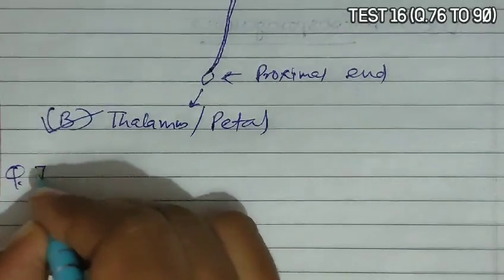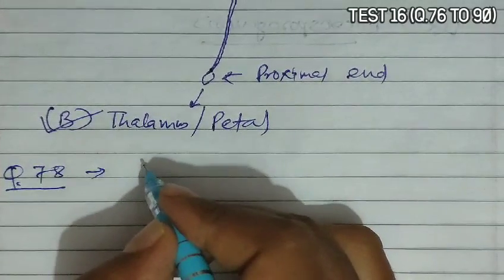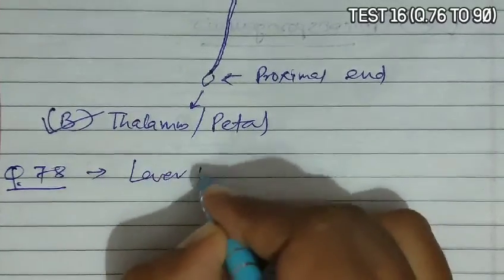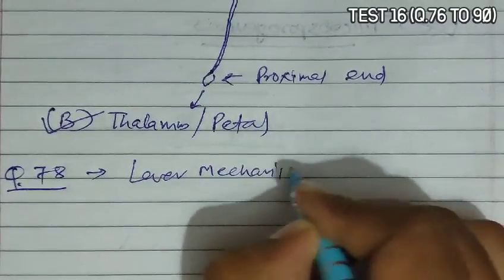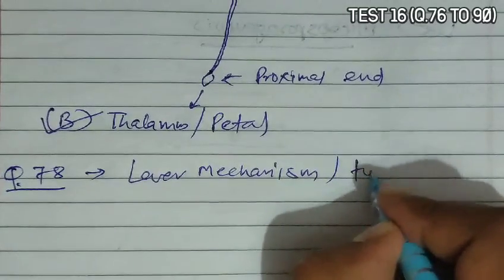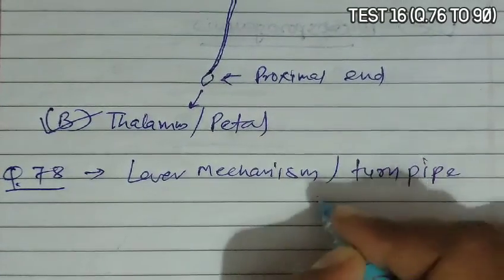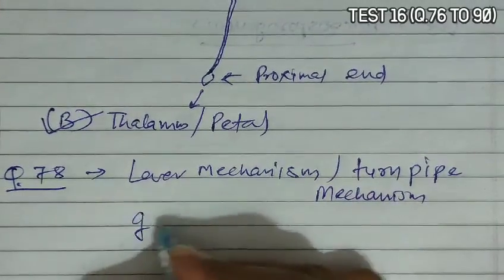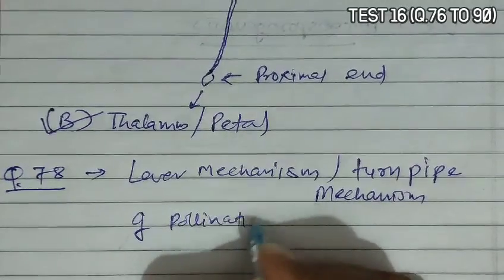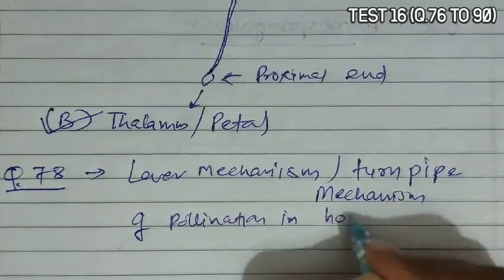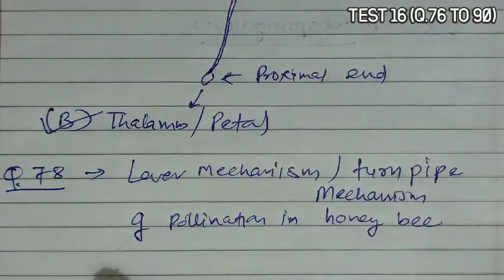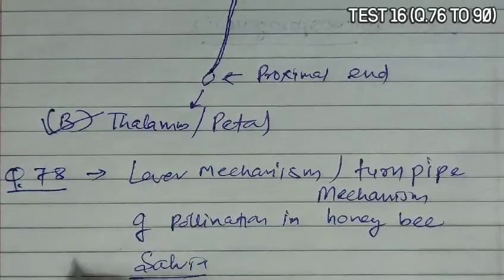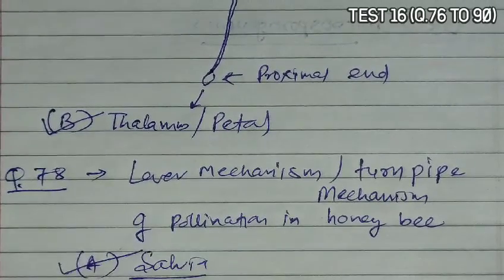Next is question 78. Question 78 asks in which of the following pollination takes place by lever mechanism? Now lever mechanism is also known as turnpike mechanism of pollination in honeybee, and it is shown by Salvia. So Salvia is the correct answer, that is option A.